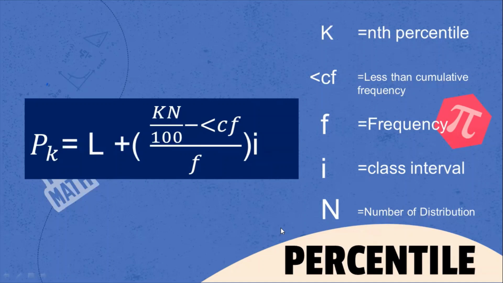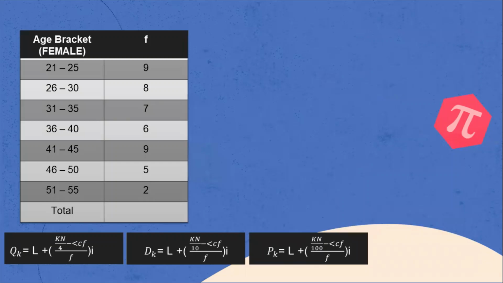Let us try to apply the given formulas on our example. What's the first step? These are the formulas to be followed. For Q sub k, we have over 4. For D sub k, we have over 10. For P sub k, we have over 100. The formulas are almost the same. They just differ in terms of this part: over 4, over 10, and over 100.